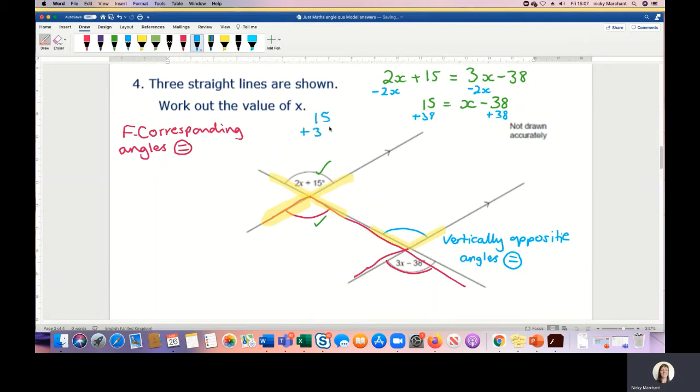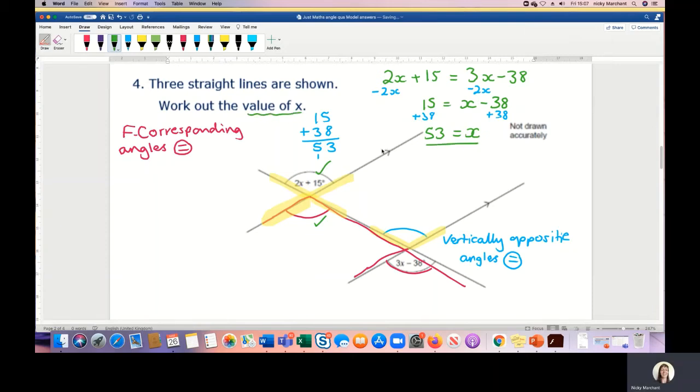Don't try doing it in your head and losing the last mark because you've not been accurate. 8 plus 5 is 13. 3, 4, 5, 53. So we've now ended up with 53 equals x. Okay, now they did ask us to find the value of x.